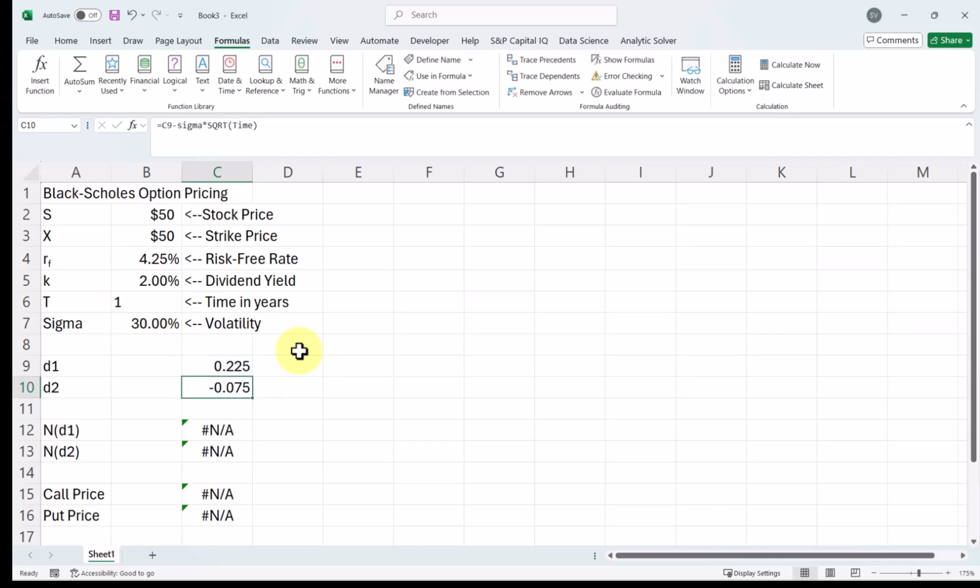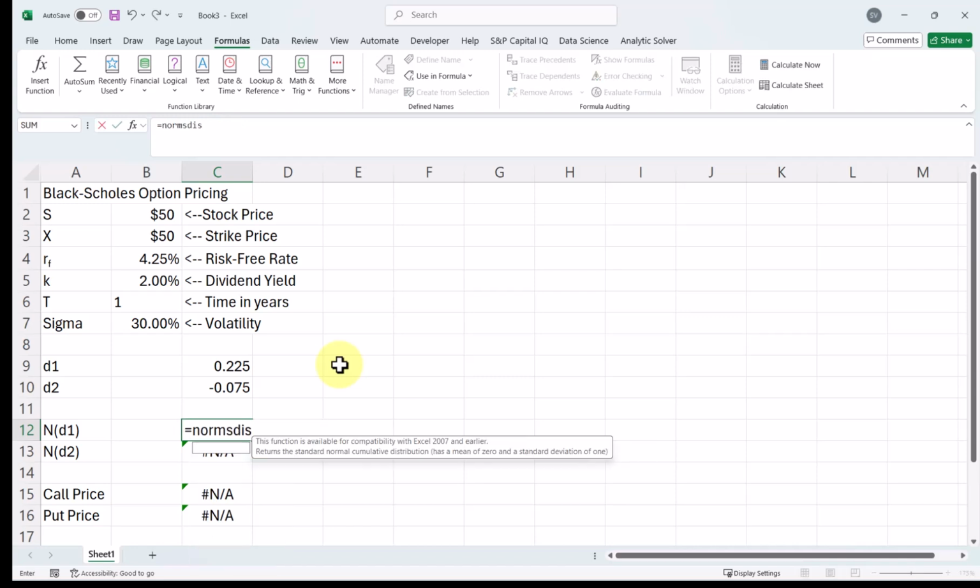And we get negative 0.075. For ND1 and ND2, we're going to use the NORM.S.DIST function in Excel. So let me go ahead and put that in here. I'm going to put in equals NORM.S.DIST. The description in Excel says it returns the standard normal cumulative distribution that has a mean of 0 and a standard deviation of 1. So here we're looking up a probability.